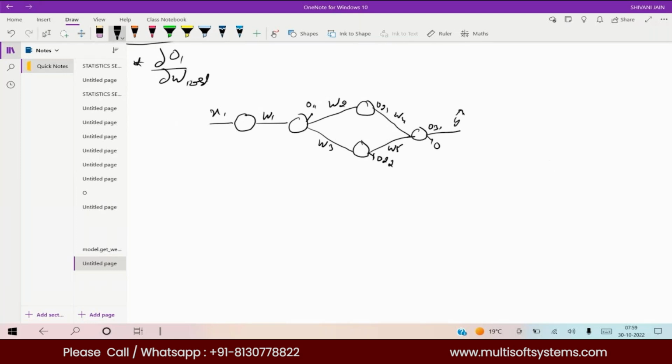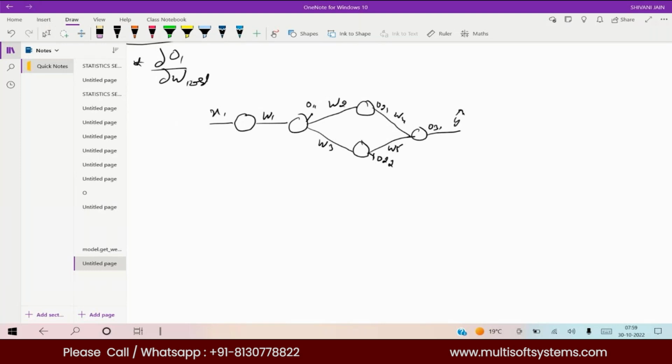Try to understand what I'm doing. This is my neural network. X1 is the input. This is my weight 1. The output coming from this neuron is O11. This is weight 2, weight 3, O21, O22, W4, W5, O31, and here it is the output O. This is my neural network.